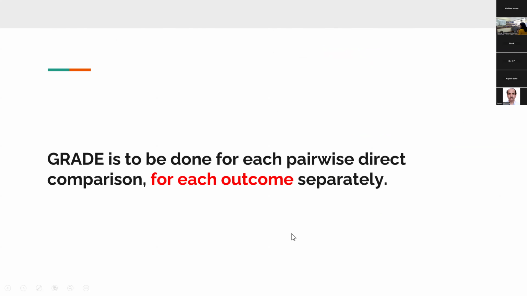One important thing to note is GRADE is done for each outcome. For example, there is a GRADE for all the studies that are informing mortality. There is a GRADE for all the studies that inform HbA1c change. There is a separate GRADE for all the studies that are informing weight loss, right?